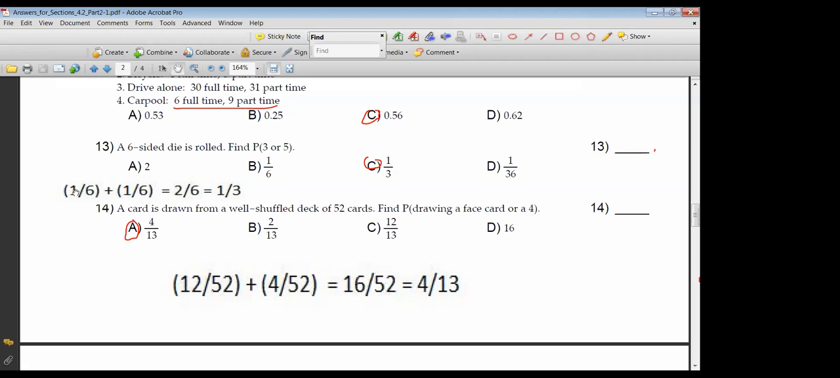So it's either this or that: 1/6 plus 1/6. But I'm not worrying about double counting because you can't have a 3 and a 5 at the same time. All right, these are disjoint, mutually exclusive. They can't happen at the same time.